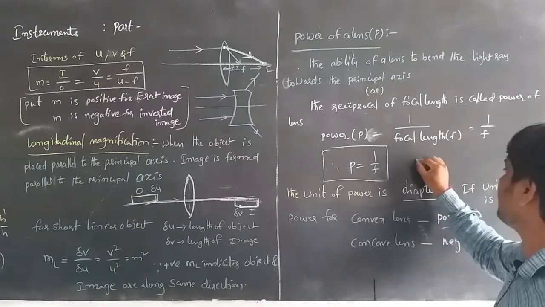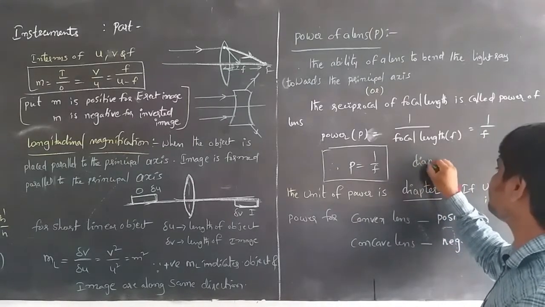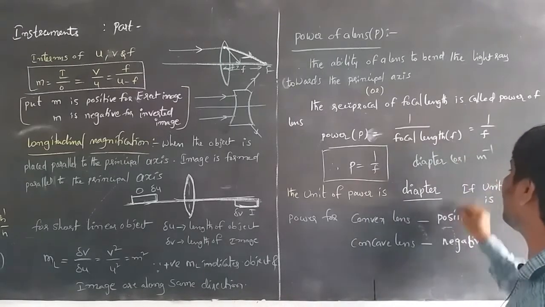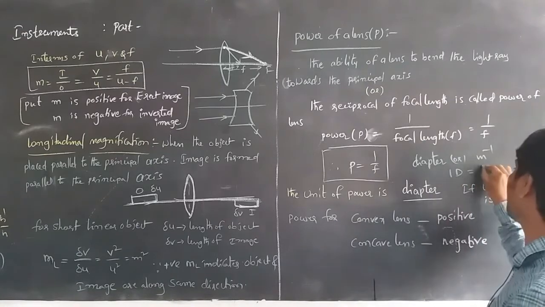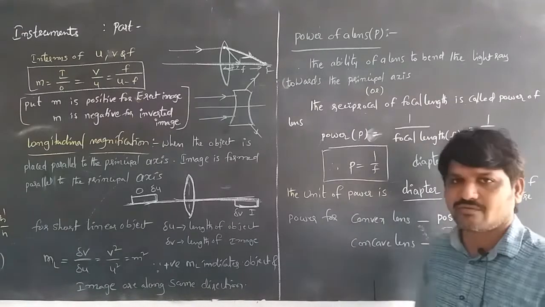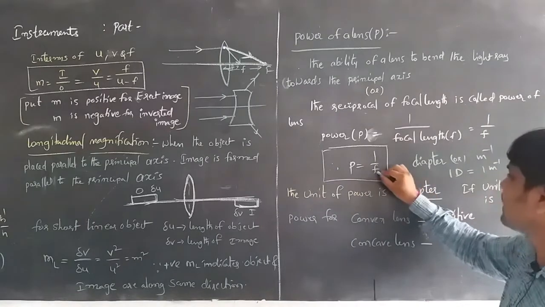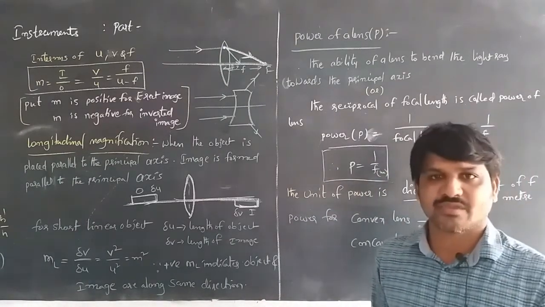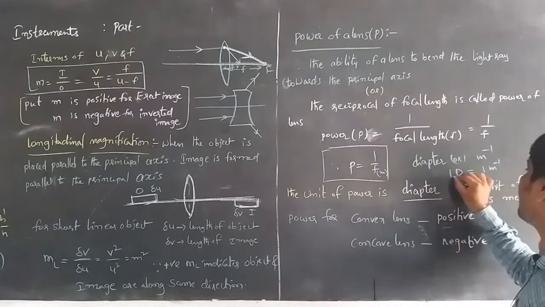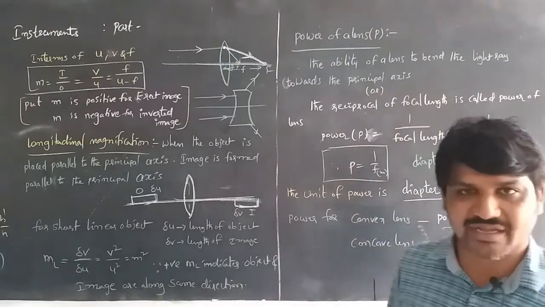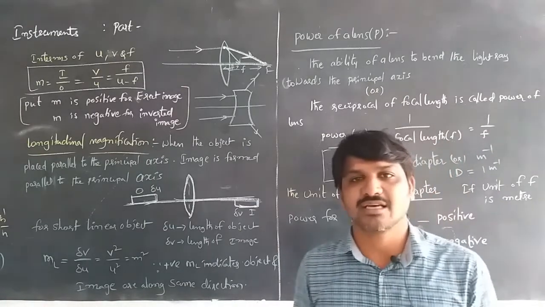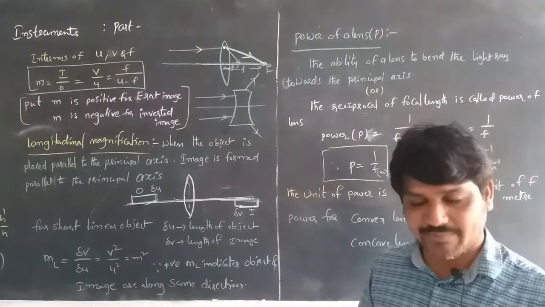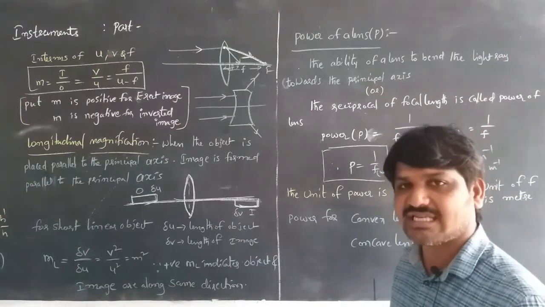Also, we can write diopter as per meter. Means 1 diopter is equal to 1 per meter, because here F is in meters. Whenever F is in meters, then 1 diopter is equal to 1 per meter. It means whenever F is in meters, the power of a lens is in diopters.